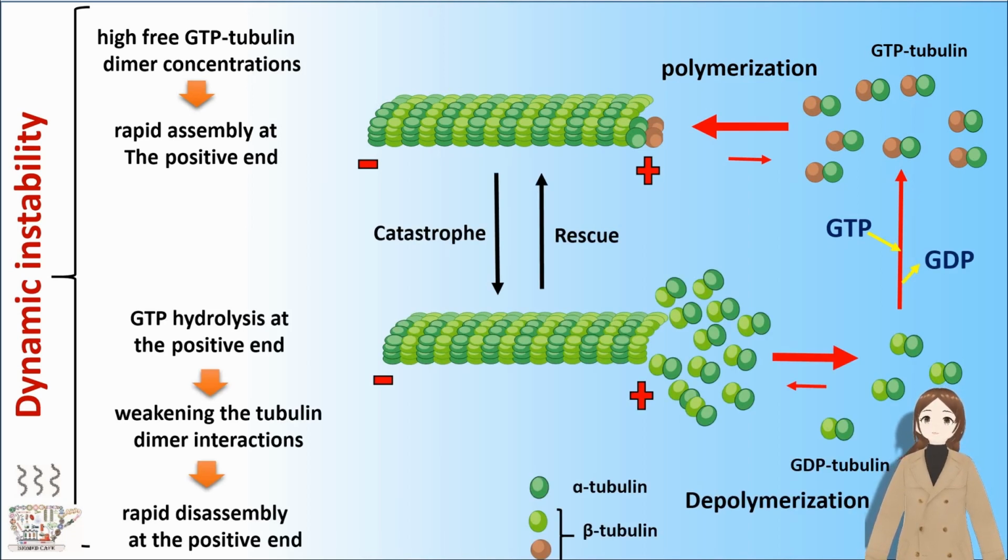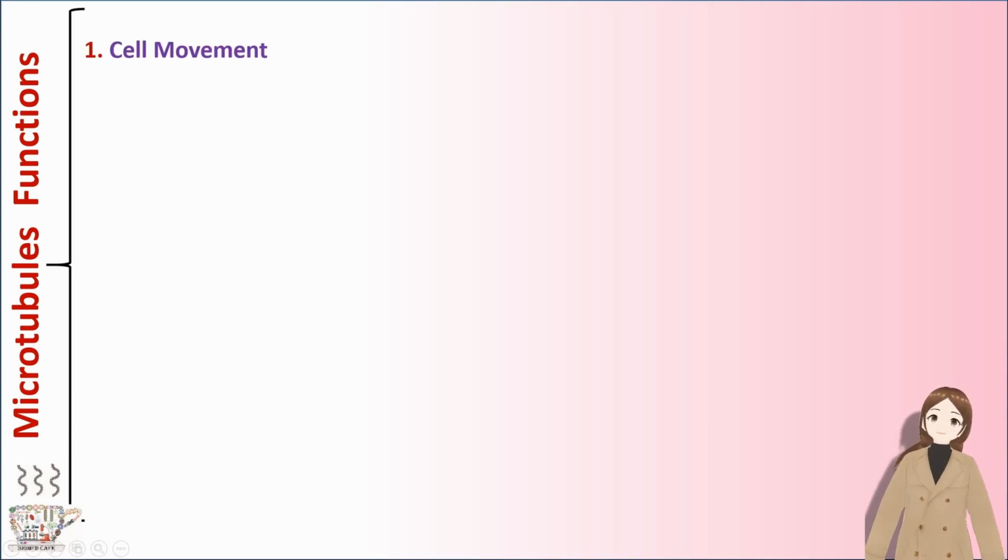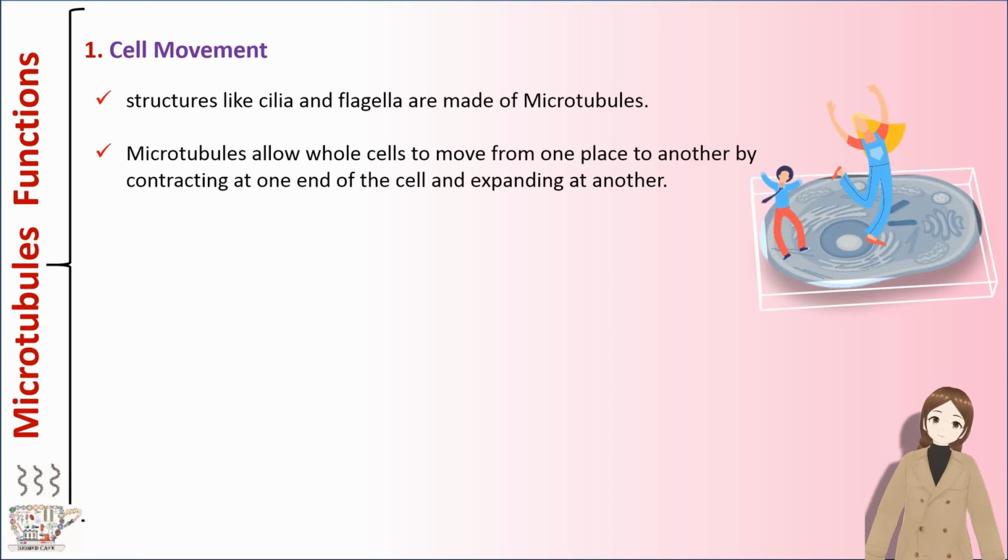But when GTP hydrolyzes at the positive end, the tubulin dimer interaction weakens and rapid disassembly at the positive end occurs. Microtubule functions. 1. Cell movement. Structures like cilia and flagella are made of microtubules.